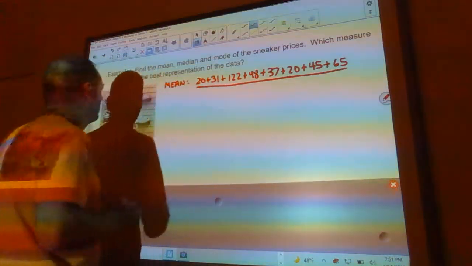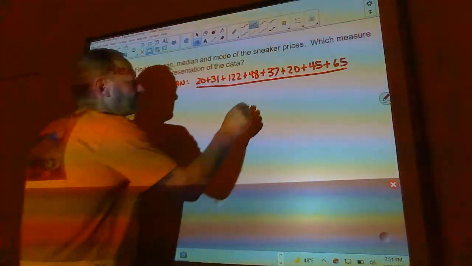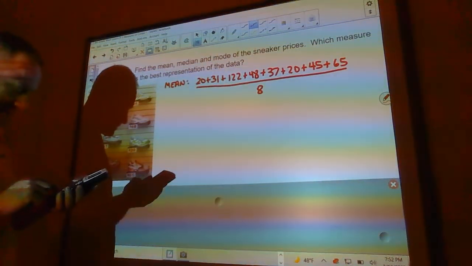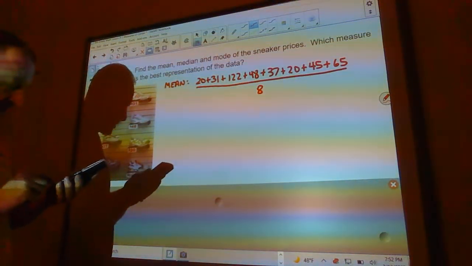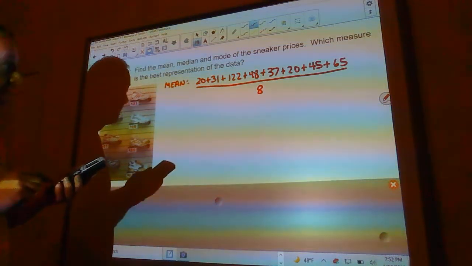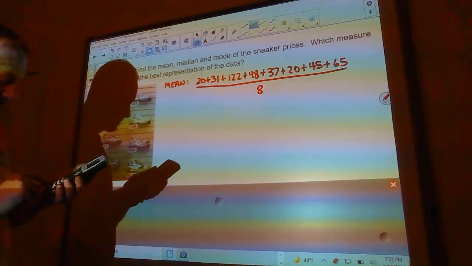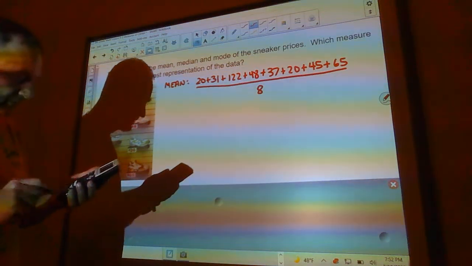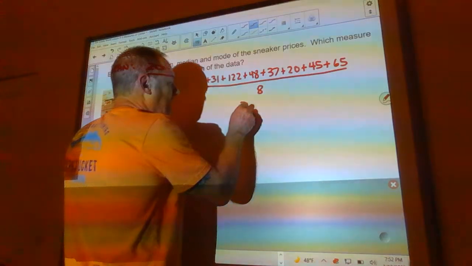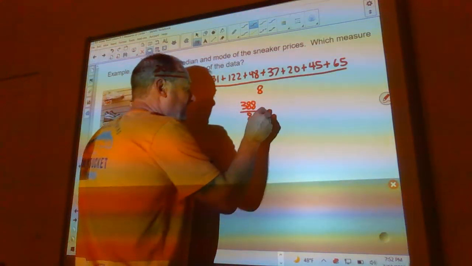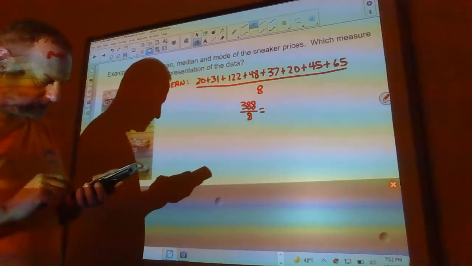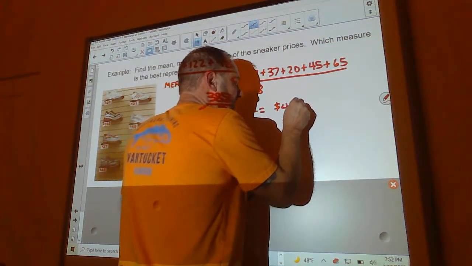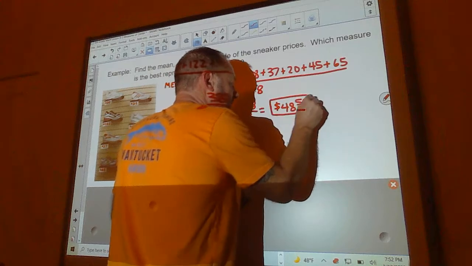And we're going to divide that by, what is there, 8 of them? 2, 4, 6, 8, yes. Okay, so let's get our calculator and do this. So we'll add these all up. Plus 65. So this comes out to be 388 divided by 8, which is $48.50. That's my mean.